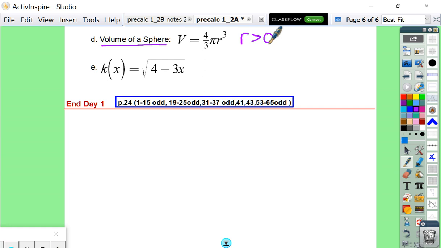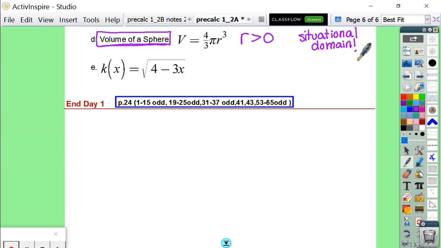And it's not our domain for the equation, it's the domain for the situation. I will not have a sphere with a radius of 0 because then it's not a sphere. I will not have a sphere that has a negative radius because then it's not a sphere. And so based on our situation, this is a situational domain where r is greater than 0.